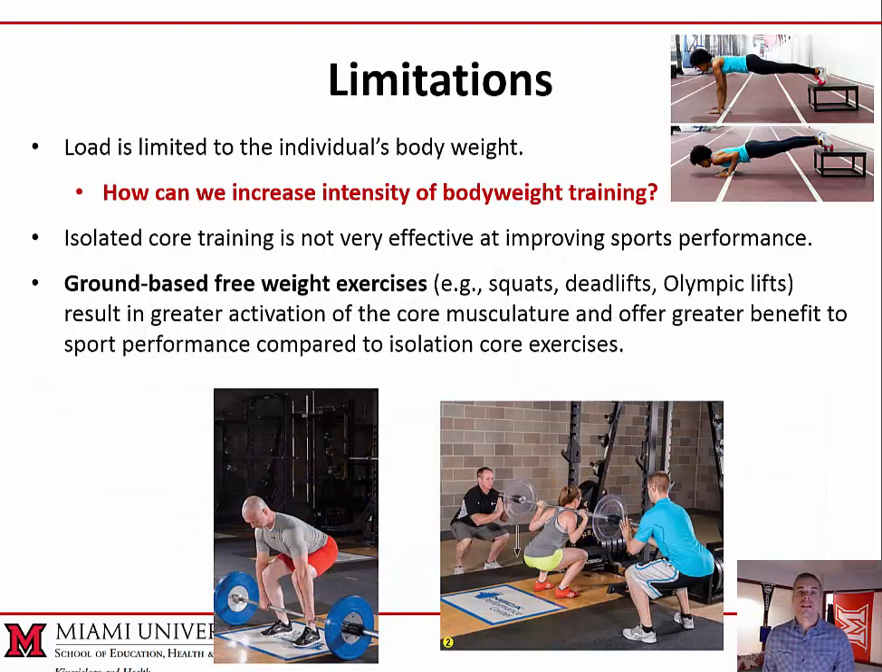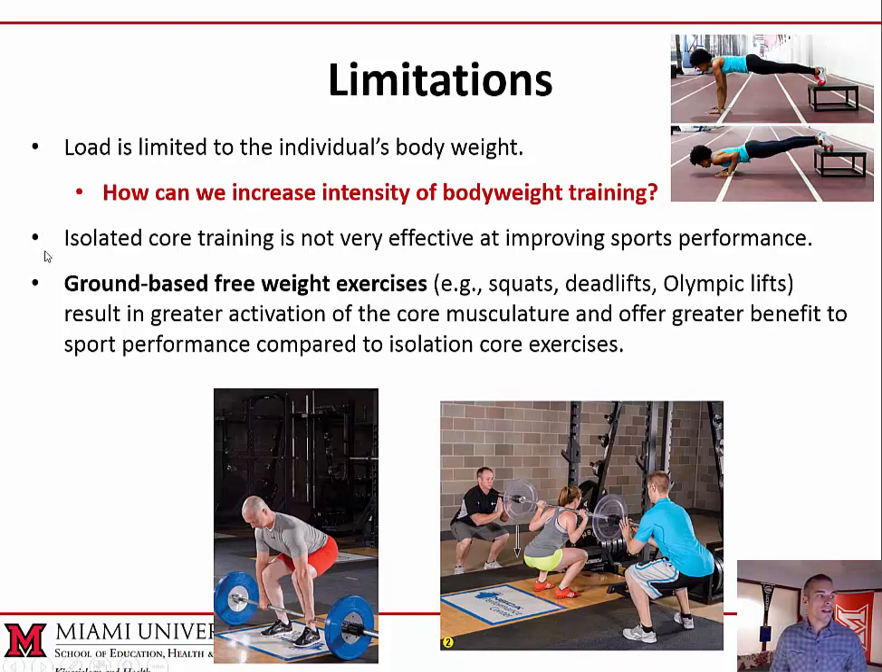We also have to acknowledge the limitations of body weight or core stability training methods. Obviously with body weight, the load is going to be limited to the individual's body weight. So there are several ways that we can increase the intensity of body weight training. We could have the athlete place perhaps a weight or plate on their back when they're doing something such as a plank, maybe wear a weighted vest, or you see a picture up here using a modified push-up position where the feet are elevated on this platform or box, therefore increasing the intensity of the body weight push-up exercise.